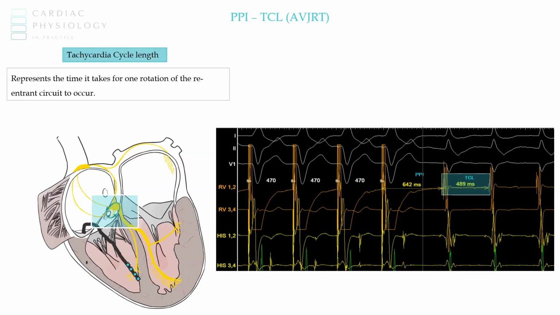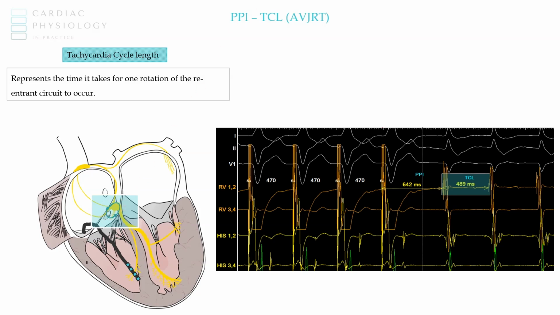So to perform this maneuver, we have to be familiar with what tachycardia cycle length actually represents. When you measure the tachycardia cycle length, what it represents is the time it takes for one rotation of a reentrant circuit to occur. This goes for all reentrant tachycardias, whether it be VT, atrial flutter, or some form of SVT such as AVJRT or AVRT. The tachycardia cycle length is dictated by how long it takes for one cycle of reentry to take place.